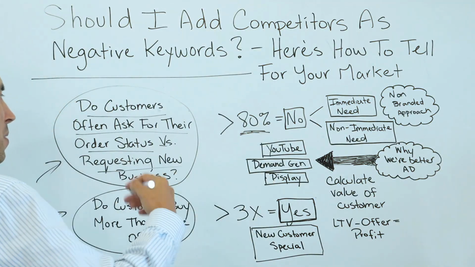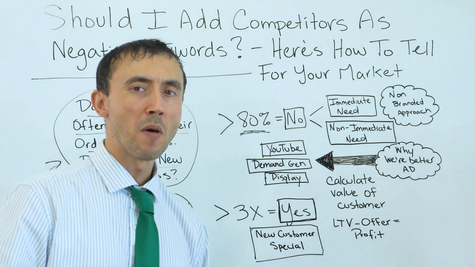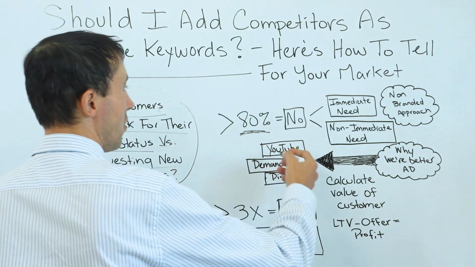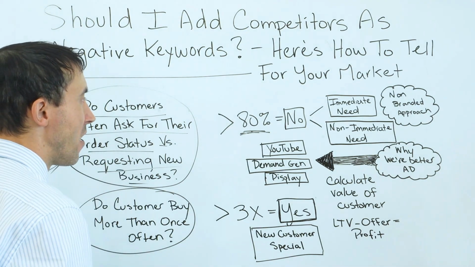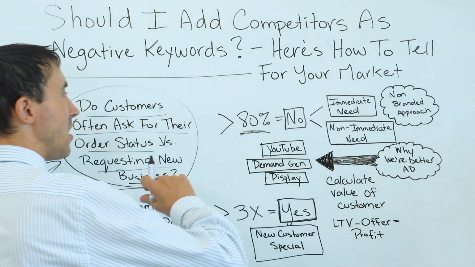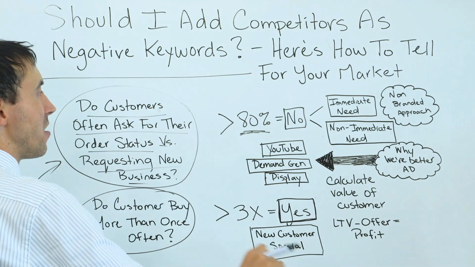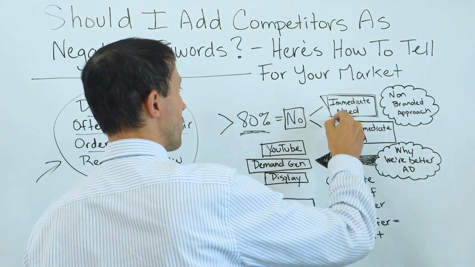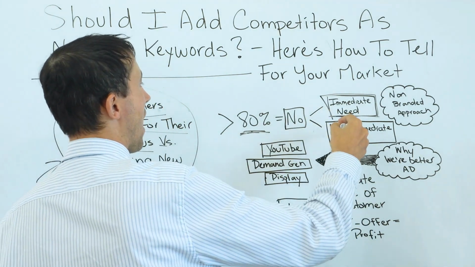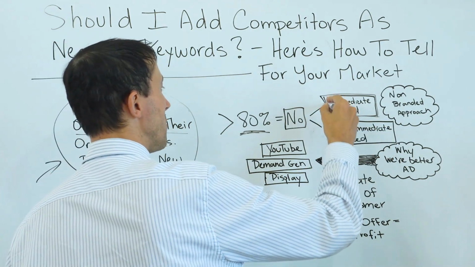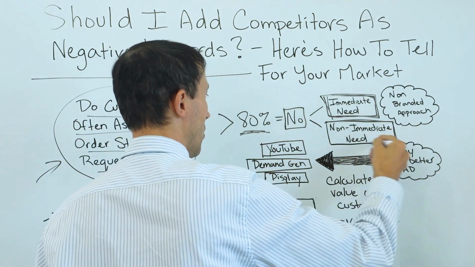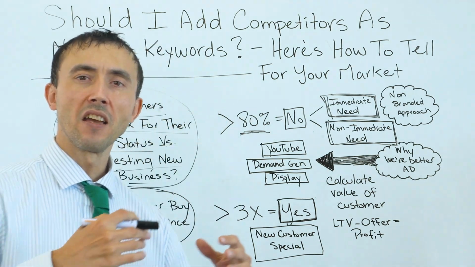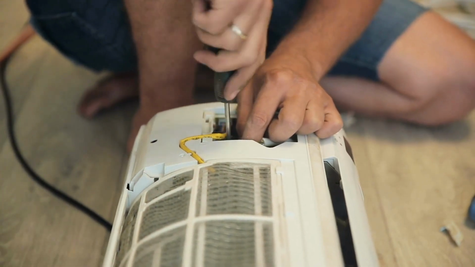If more than 80% of the people you think are calling your competitor are going to be calling about an order status, making a payment, complaining about something, whatever, don't do it. Okay? And if you are going to do it, if you are not going to add the competitor names as negative keywords, and you want to let it ride and show up for the competitor searches, there's two categories that traffic is going to fall into: either immediate need or non-immediate need. What I mean by that is, if it is immediate need, it's something like, my air conditioning's broken, I need to get it fixed right away.